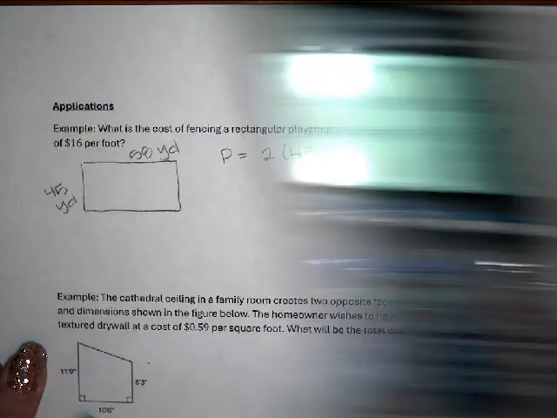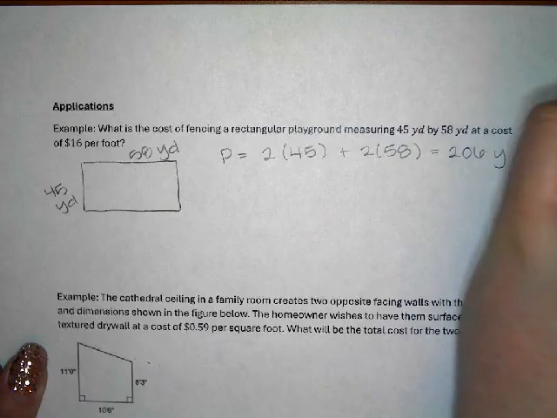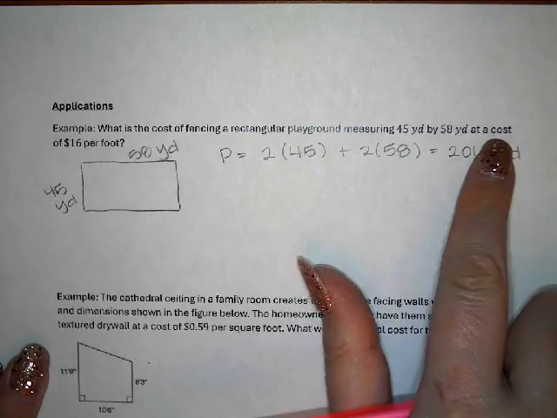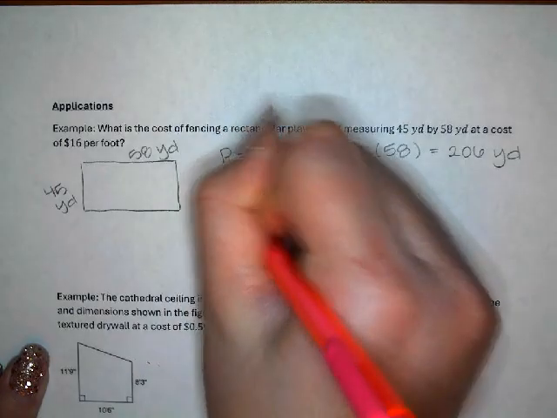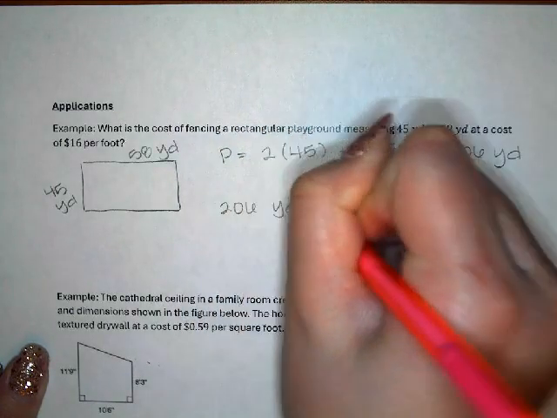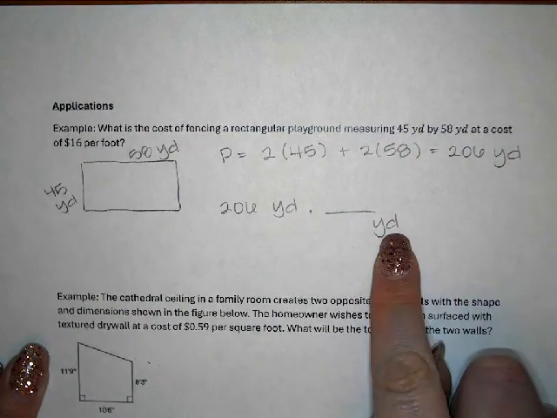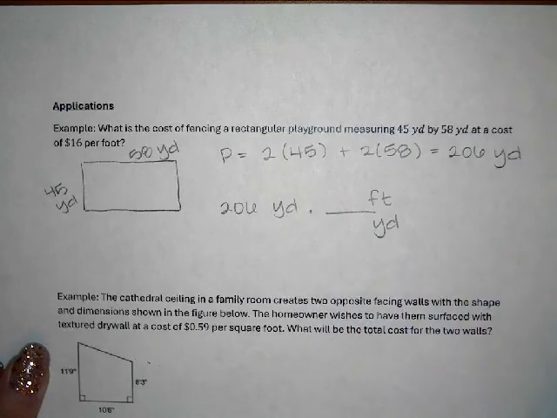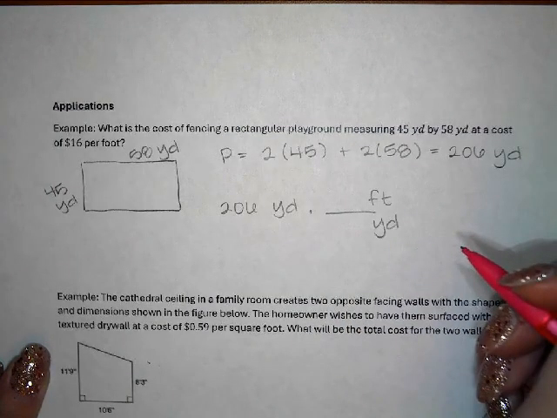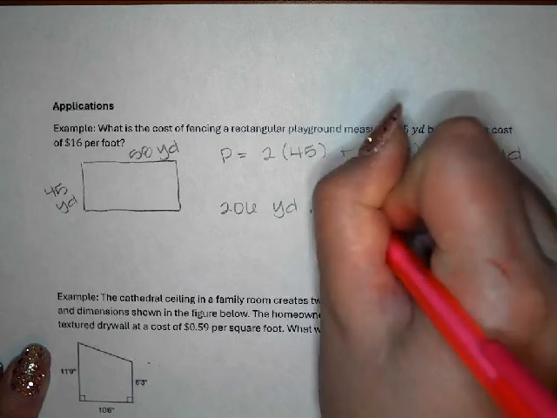And then the cost is per foot. So we need to convert this from yards into feet. So I want to get rid of the yards units. I want to introduce feet units. And I know that you can get out your conversion table paper if you need to, but I know that 1 yard is 3 feet. So 618 feet.